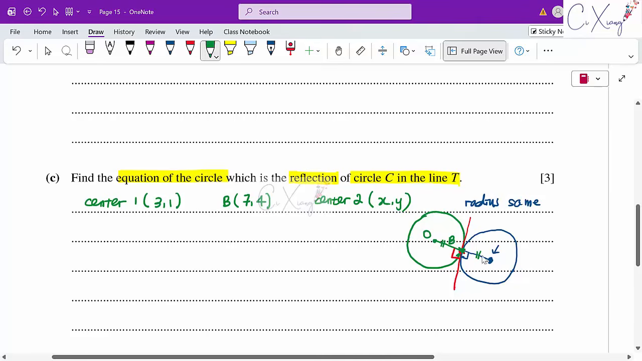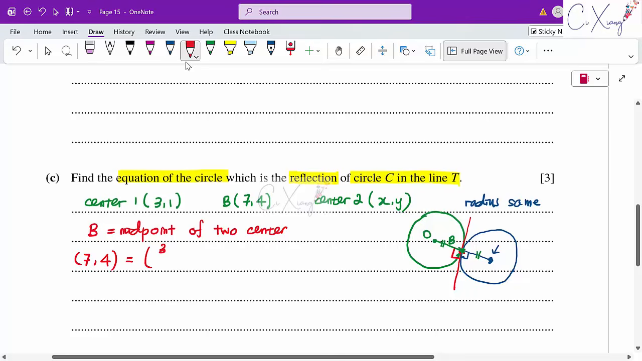So like what I told you just now, point B now is the midpoint between the two centers. And I'm using this info and start our calculation now. I will just write it out again. So B is the midpoint of the two centers of the circle. Right, so what's the coordinate for B? 7, 4. How to find the midpoint for the two centers?